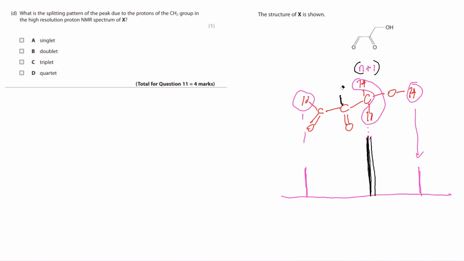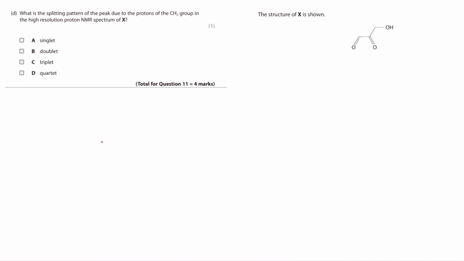But we don't have hydrogen there. So when we don't have hydrogen, N is 0. The adjacent carbon has 0 hydrogen. 0 plus 1 is 1, so it is a single peak, a singlet. The peak which has only 1 sub peak is a singlet. So the answer for question number 11, part D is A. Alright.